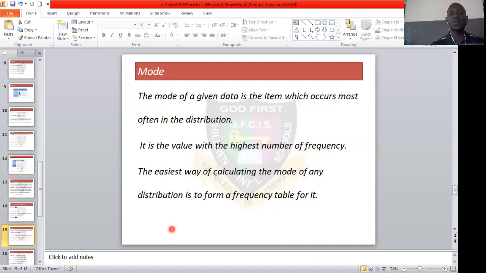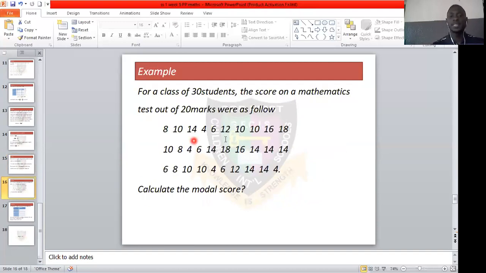But the easiest way of calculating the mode of any distribution is to form a frequency table. We all know that the number that appears most is the mode. The number that has the highest frequency is the mode. Look at this example. For a class of 30 students, the scores on a mathematics test out of 20 are as follows.